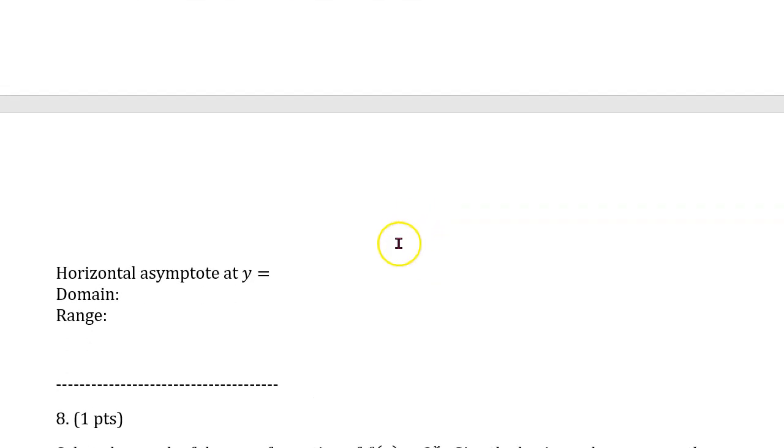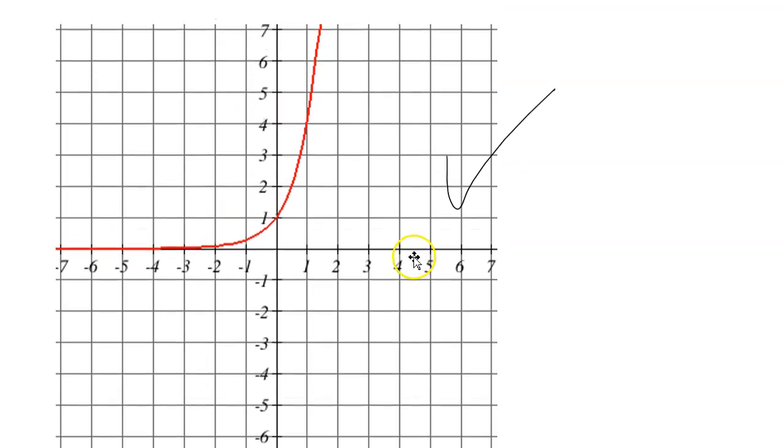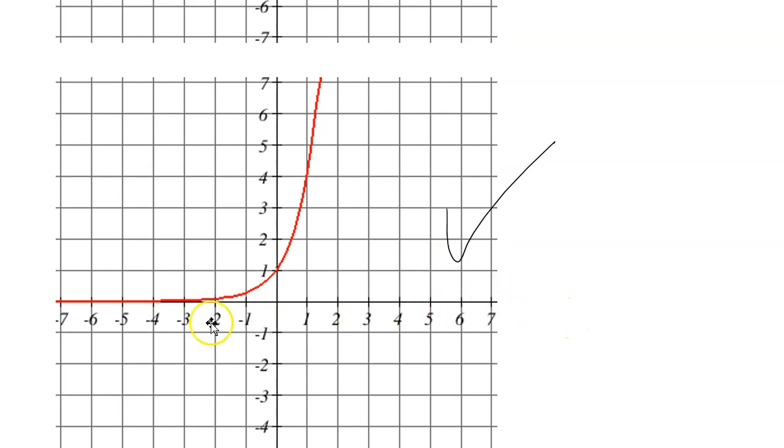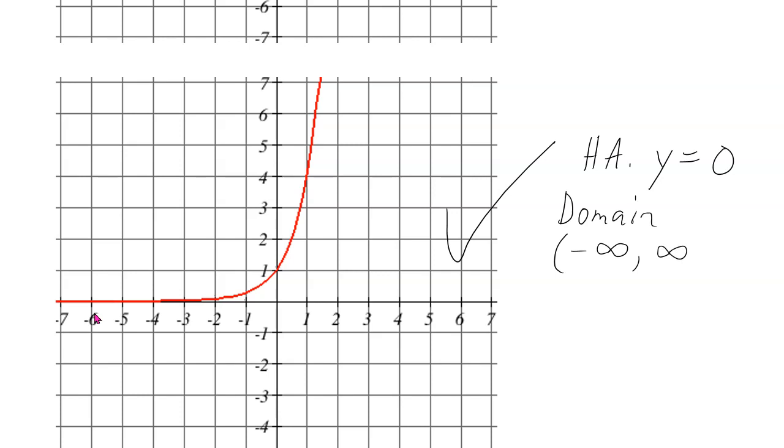Let's move on now. What is our horizontal asymptote, domain, and range? The horizontal asymptote is again the line that it gets close to but never touches or crosses. So our horizontal asymptote for this particular problem is again the x-axis, which is y equals 0. Our domain is all the values that x can take on eventually, no matter how long it takes to get there, and that will cover up the whole x-axis, so negative infinity to infinity.